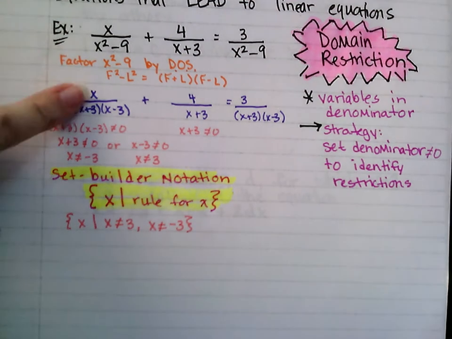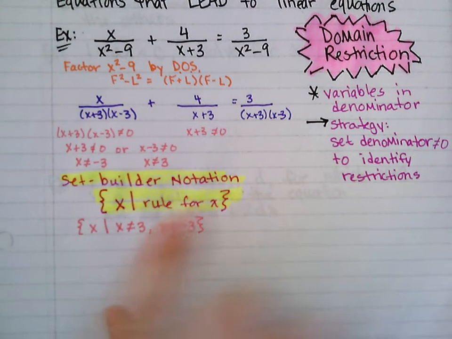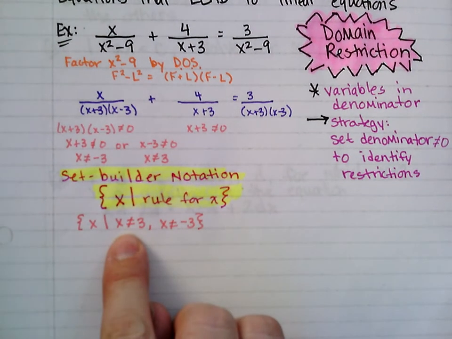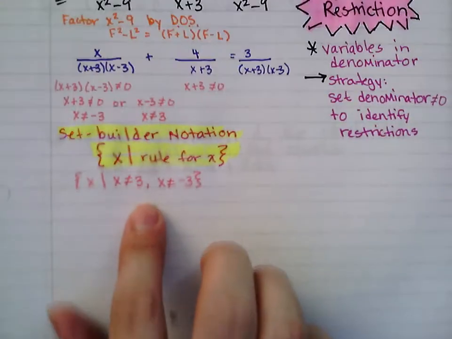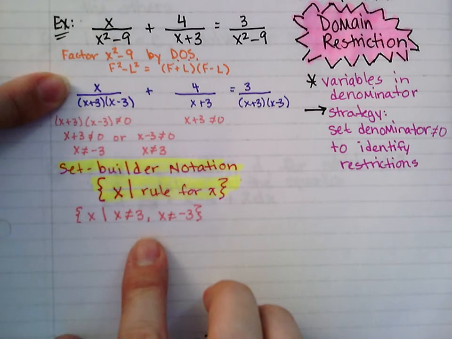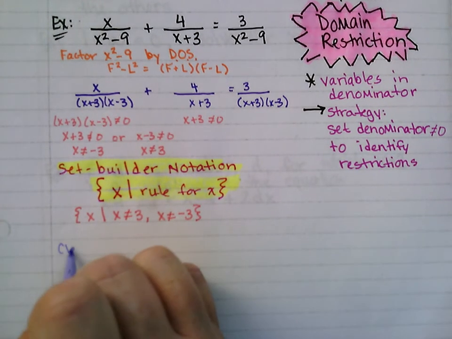So back to the problem at hand. Now we have identified domain. So when we get done solving, if we solve and get x equals 3 or x equals negative 3, we would have to throw that solution out because it's not valid. So back to solving. It looks like we have fractions. So we are going to need to clear the fractions. And do you remember how to do that?